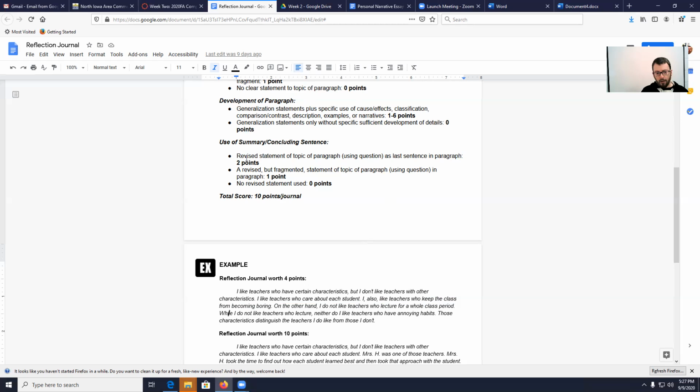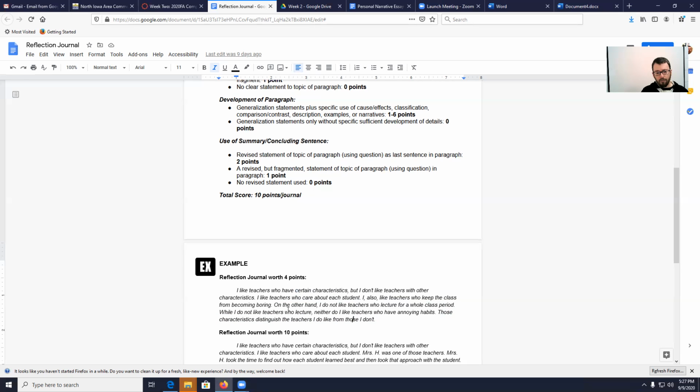Okay, so I go back up here. It says revised. Okay, so that's revised. That would be 2 points. So you can see, now I say worth 4 points here. Maybe I would say 5 points on the high end, 4 points on the low end. That's just primarily because we don't have enough developed throughout the rest of the paragraph.